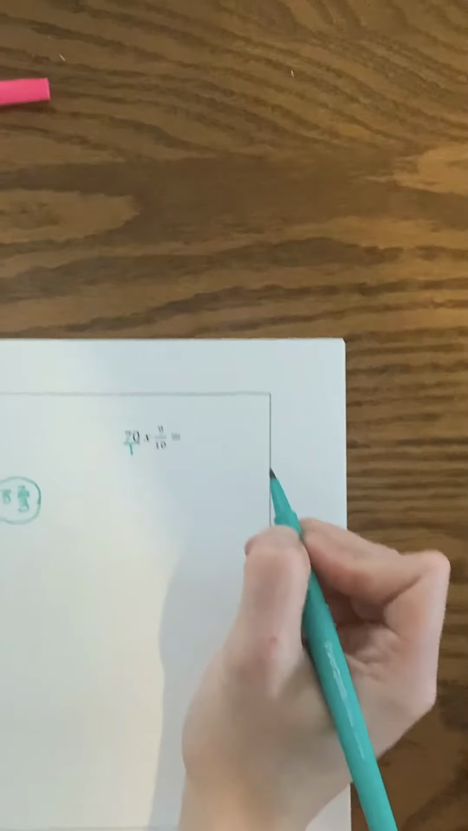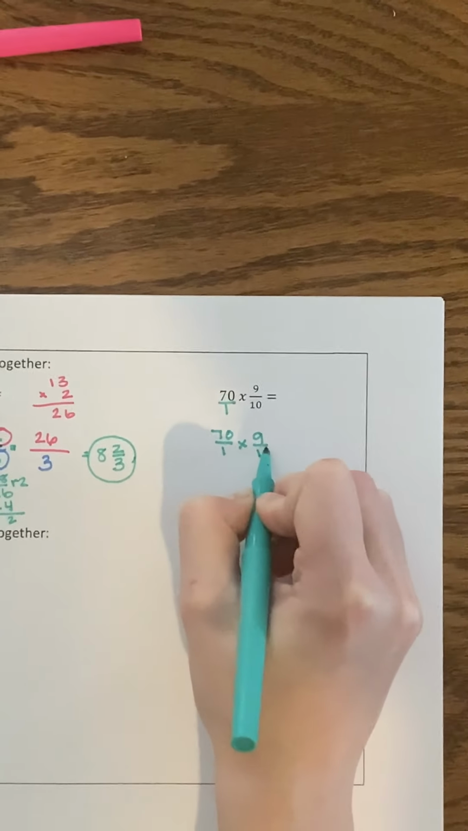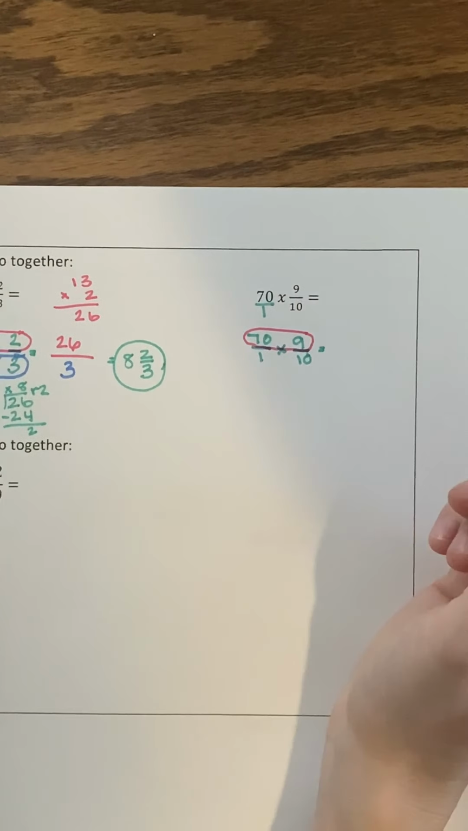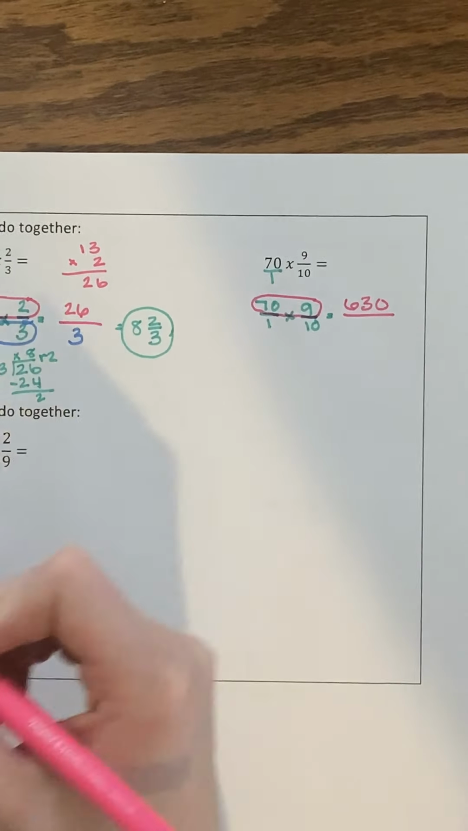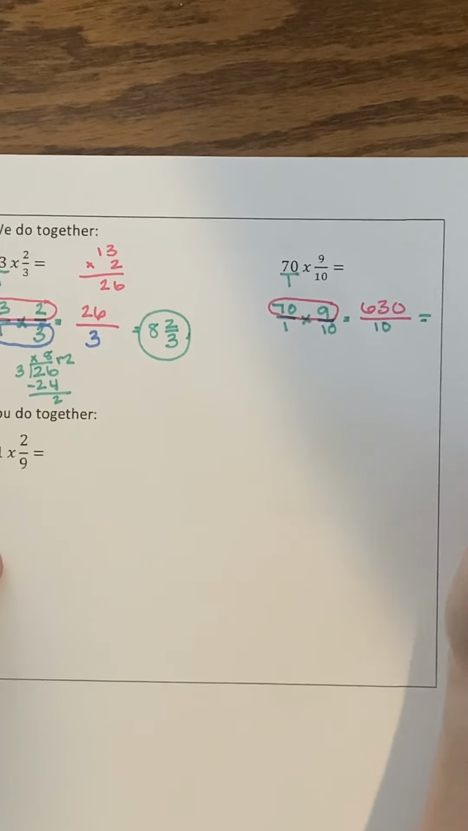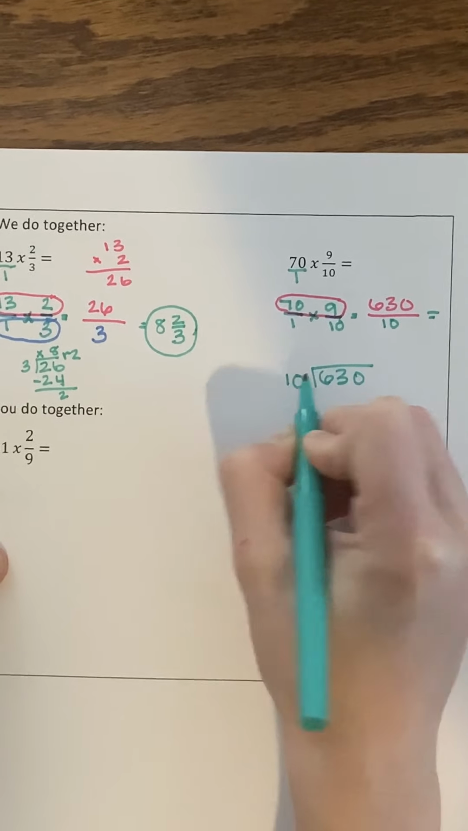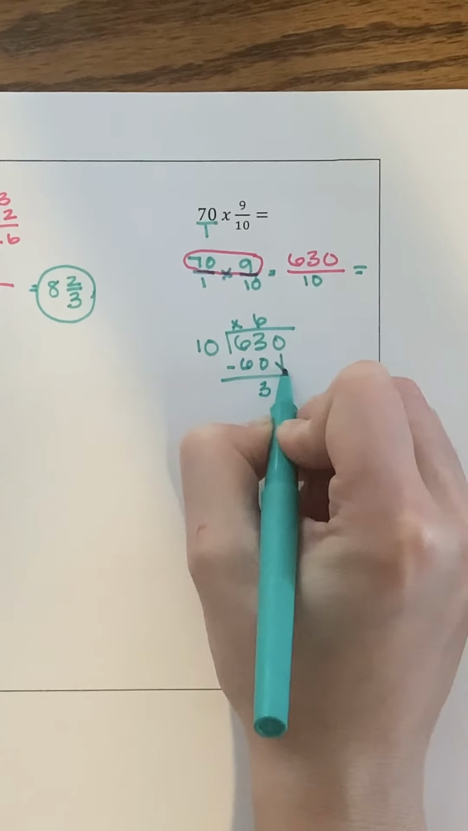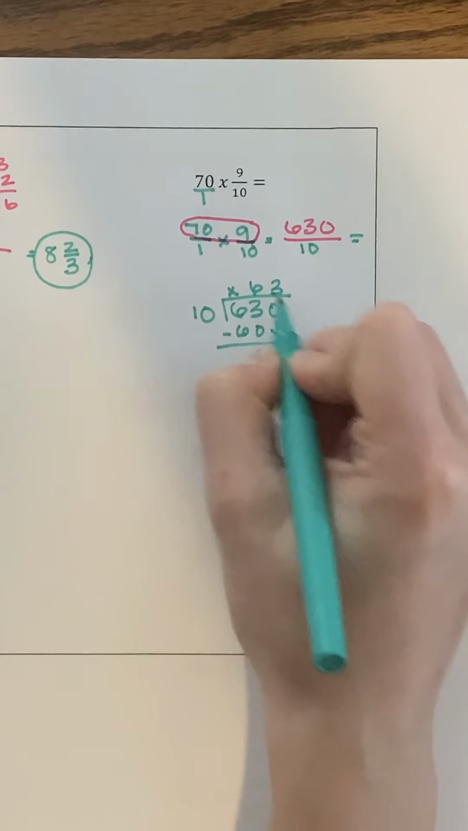So I'm going to put the 70 over 1. That's my first step. I like to rewrite it so that it all lines up. Then I'm going to multiply my numerators together. I know 7 times 9 is 63, and if I just add on that 0, I'll get 630. And then 1 times 10 is 10. Okay? Now I'm going to set up my long division question. And I get 63.